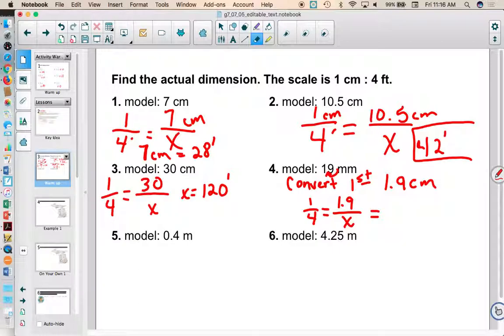What is my actual distance, Mr. Cooper? 7.6. 7.6 feet. Reason for it, look here, 1 centimeter to 4 feet. I just have one. Okay?